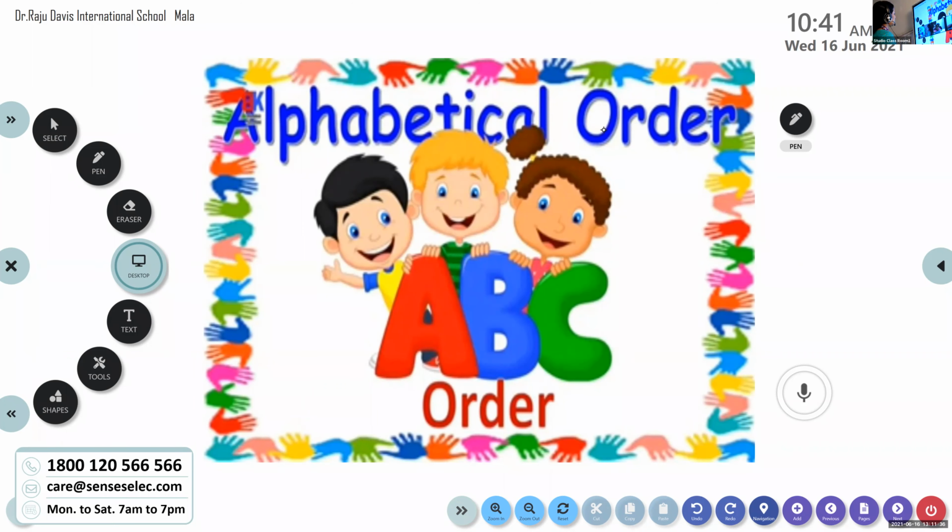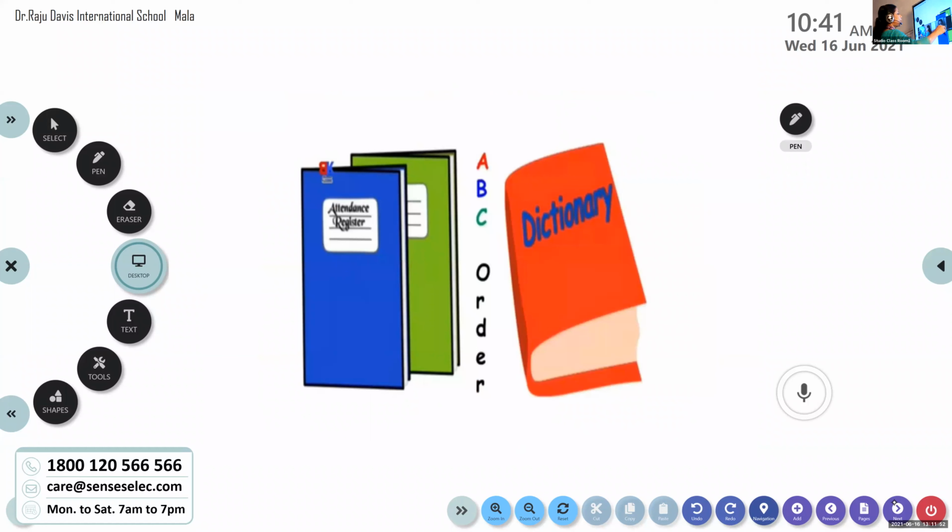Is that clear? Okay, so in today's class, we are going to learn how to arrange the letters in the alphabetical order. Are you all ready with your English grammar workbook? Are you all ready, children? Yes. So can you see the attendance register?